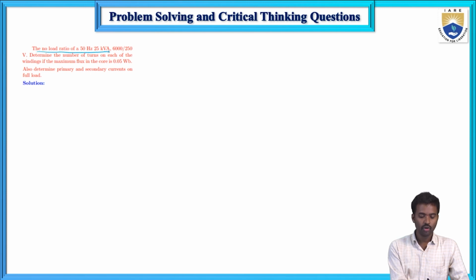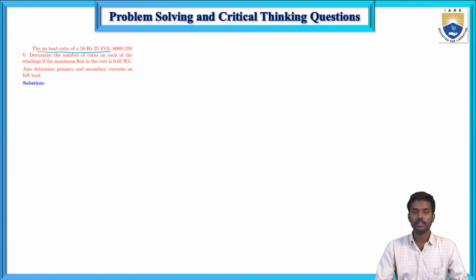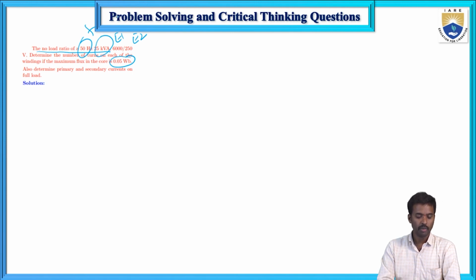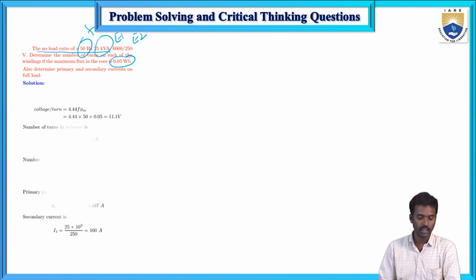Next, a no load ratio of a 50 Hz single phase transformer, 25 kVA 6000 by 250 volts, and determine the number of turns on each winding. The maximum value of flux is 0.5 Weber, and also determine the primary and secondary currents on full load. So now here this is E1 and this is E2, this one is frequency and this one is 25 kVA. So primary winding and secondary winding currents we need. So how we will calculate primary current and secondary current?